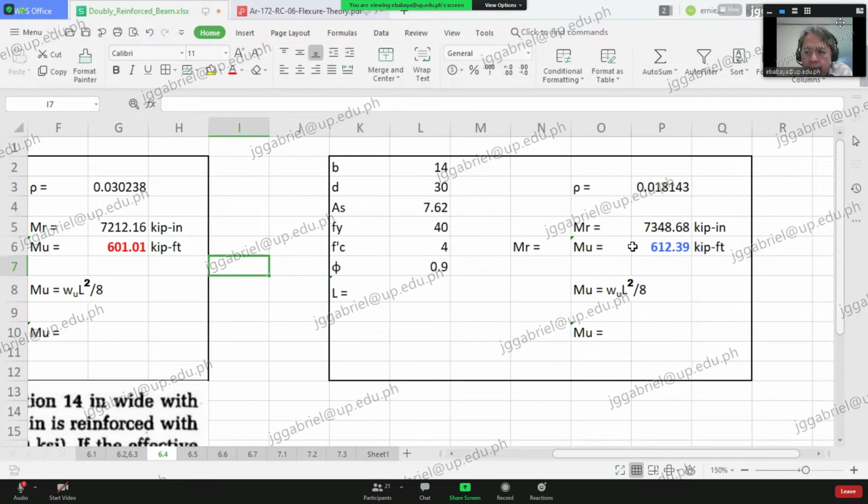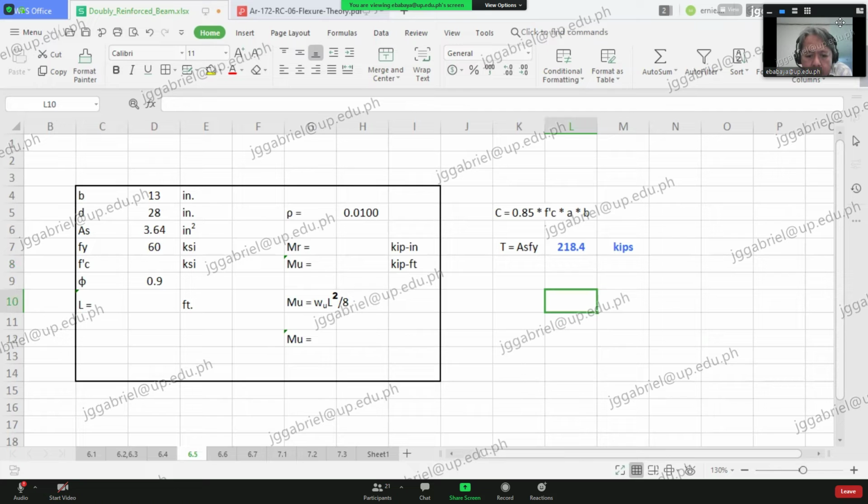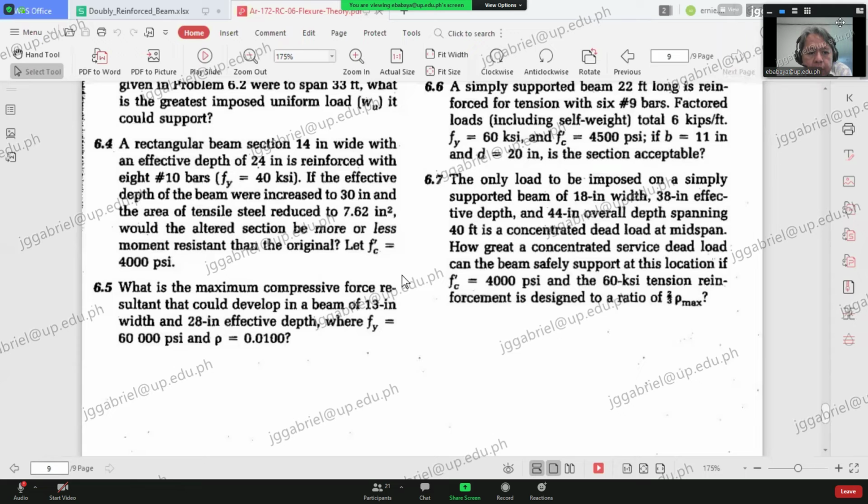Okay. Any question for problem 6.4? Let's proceed to problem 6.5. Problem 6.5, it says, what is the maximum compressive force resultant that could develop in a beam of 13-inch width and 28-inch effective depth, where Fy is 60 ksi and rho is 0.0100. Okay, that is the question.